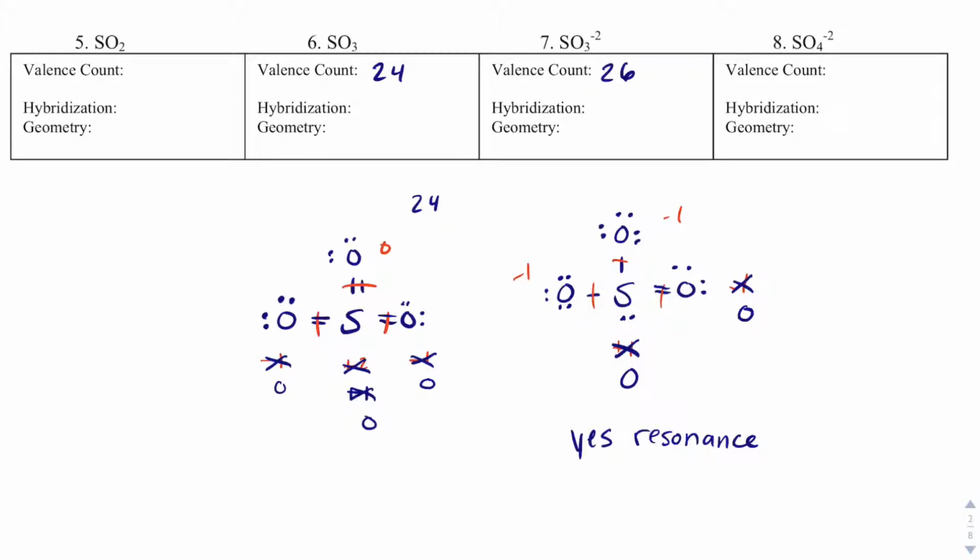For my SO3 here, I would say no resonance because I never really had a choice of where I put the double bonds. Okay, so a clue that you'll have resonance is when you have double bonds and single bonds and you had a choice where you put your double bonds. Okay, and then to just finalize this, I'll put a bracket around it and call it a -2 charge.